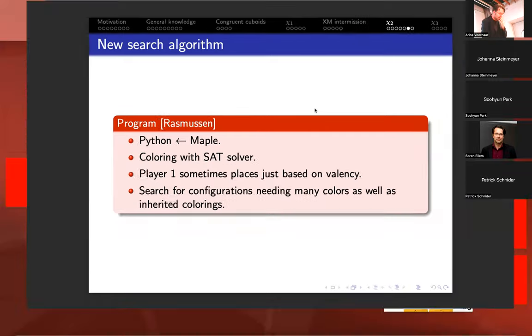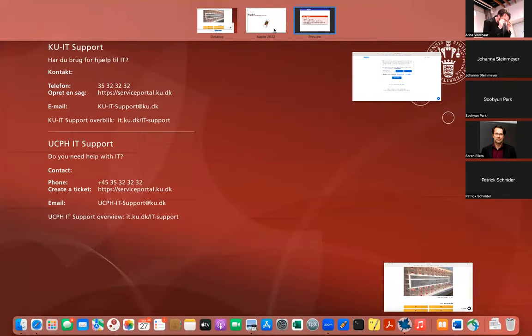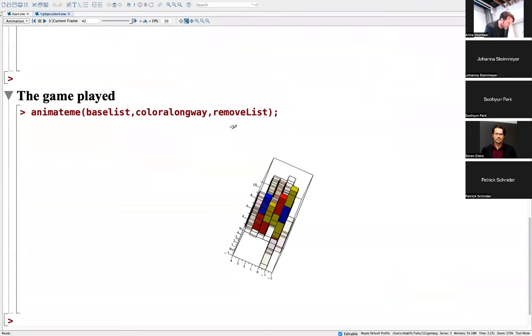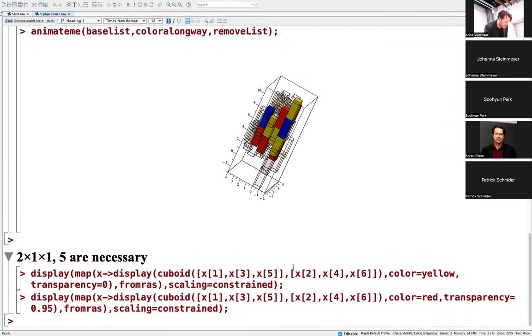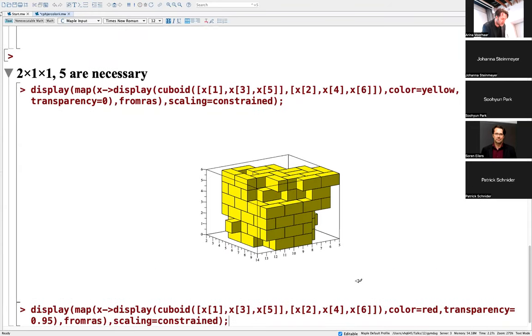So doing this, we came up with the following, and I think it's the most interesting thing that happened in this business for a very long time. This is a configuration with 2 by 1 by 1 bricks that needs 5 colors. And this is the smallest one we know. It has 122 bricks. It is minimal in the sense that this needs 5 colors.